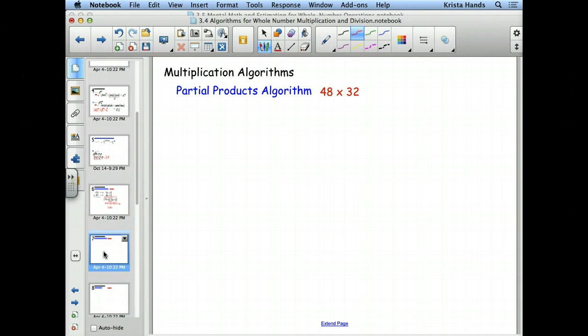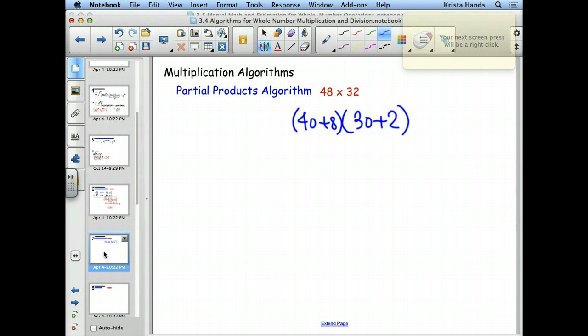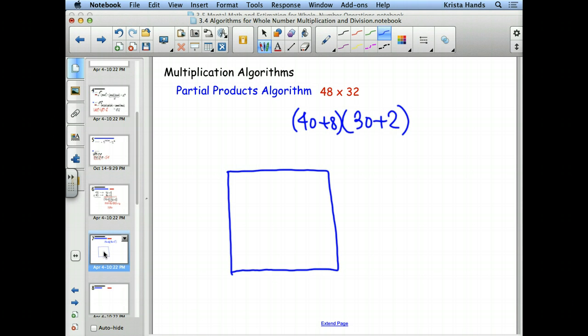Okay, so we're still going to think of the 48 as 40 plus 8. Maybe I shouldn't write it like that. I don't want you to think of it as factors. And we're going to think of the 32 as 30 plus 2. Okay? But what we're going to do is, this one you have on the board right here, Angela, we're going to do it with a picture. The picture doesn't have to be drawn to scale or anything like that. What you're going to do is draw a square or rectangle. And you're going to split it into fourths.